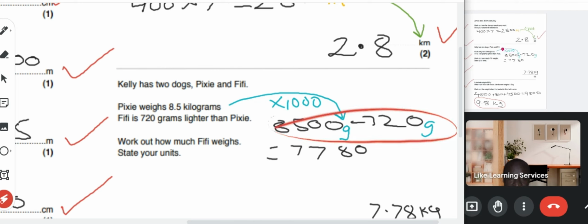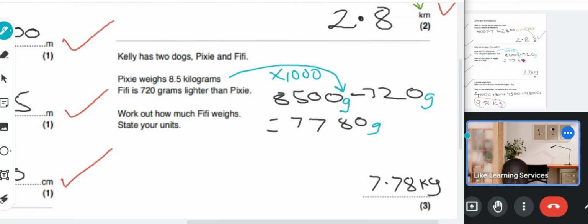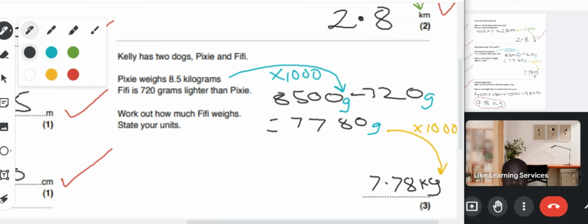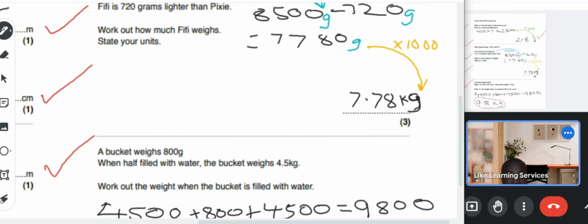So you change all to the same unit. Work out how much Fifi weighs. Say Pixie weighs, Fifi is lighter, which is smaller. Lighter, that's minus. That's why you did minus. Okay, that's correct. 780 grams. And you change back to kilograms. That is simply fantastic. To change back to kilograms, you divide again by 1,000. Because from a smaller unit to a bigger unit, you divide. Okay, please mark. That's cool. That's simply fantastic. Please mark. Please mark. That's fantastic. Yeah.